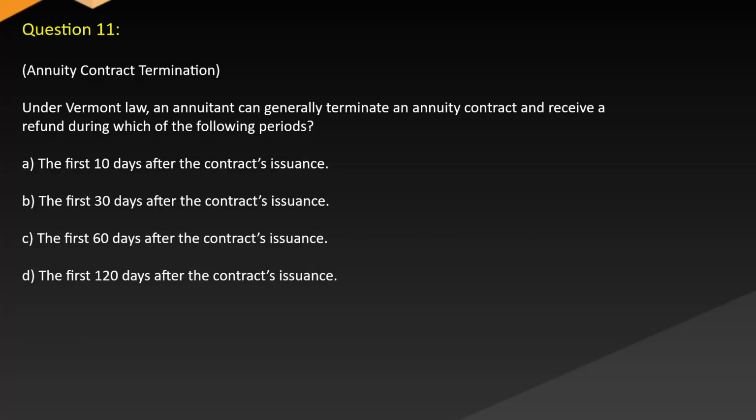Question 11. Annuity contract termination. Under Vermont law, an annuitant can generally terminate an annuity contract and receive a refund during which of the following periods? A. The first 10 days after the contract's issuance. B. The first 30 days after the contract's issuance. C. The first 60 days after the contract's issuance. D. The first 120 days after the contract's issuance.